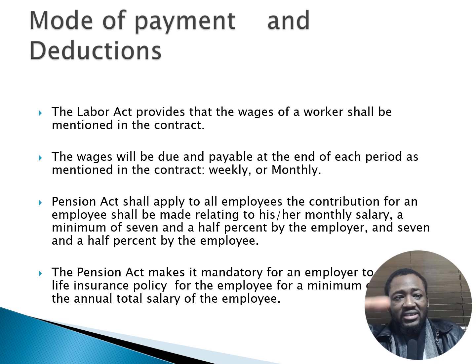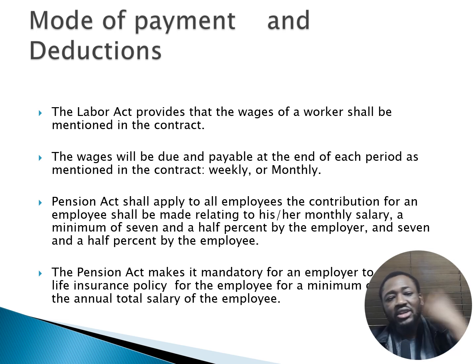Now, modes of payment and deduction. So the wages are payable at the end of each period, as mentioned in the contract. So our contracts usually for people that have a substantive role with us would have payments monthly. People that have temporary roles with us would likely have a payment weekly or depending on what we've agreed with them. And of course, if people are interested in joining a pension and they are eligible, that's something we would consider and discuss with them in the recruitment process.